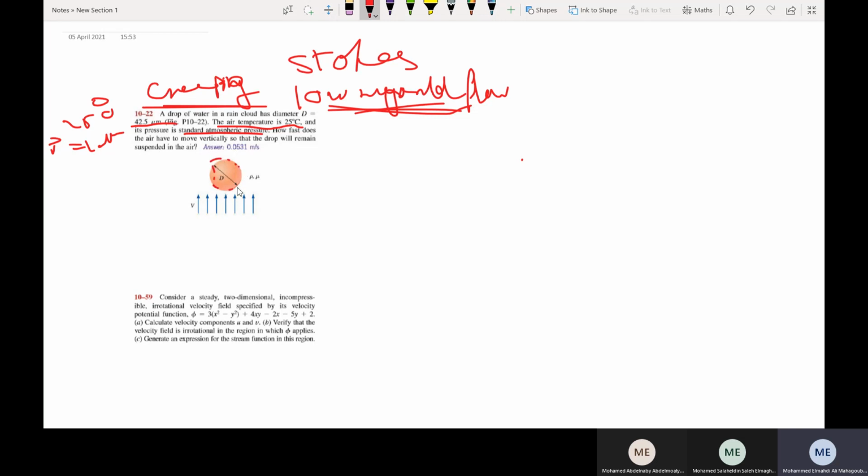So it means we want this drop of rain to be suspended in the air. That means we have a force balance here. What type of forces do we have? For example, first we have the gravitational force, and we have the drag force. We have the buoyancy force also, upward. So F buoyancy plus F drag should be equal to the gravitational force. I know how to calculate the gravitational force and the buoyancy force, but how to calculate the drag force?